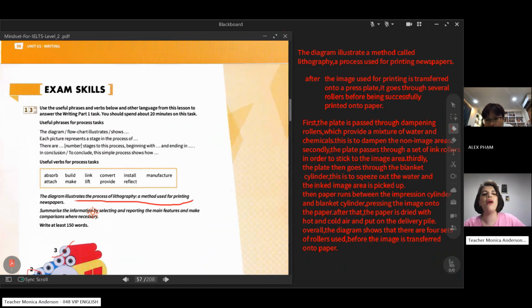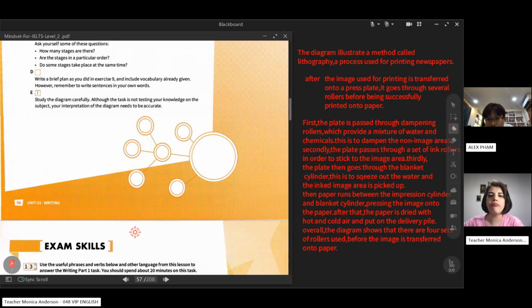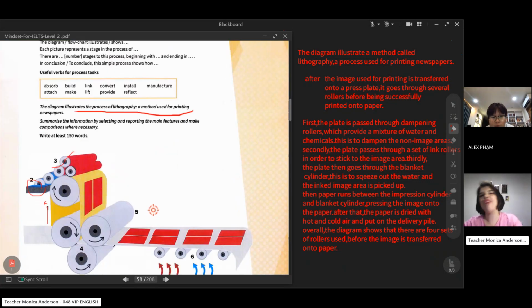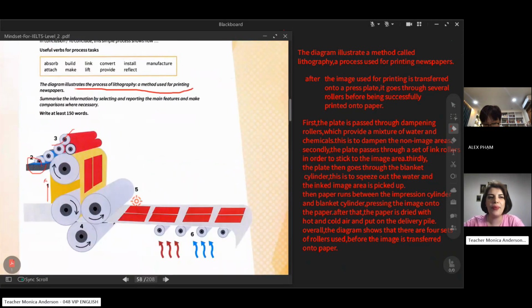Well, so this is about the first writing task that is about process diagram. You can have different processes, but this one, I can say one of the most difficult of them is the process of printing newspapers. But for example, if it's about food, or producing something like a product, it will be easier then.